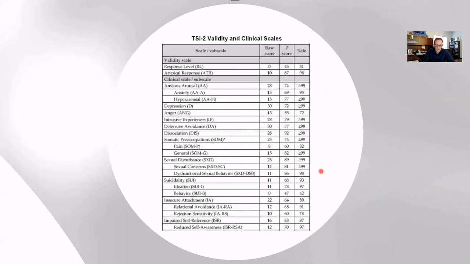This is her Trauma Symptom Inventory, which is a psychological scale we use to measure some of these difficulties. And any T-score above a 65 is significant. So you can see very high levels of anxiety, hyperarousal, depression, intrusive experiences, dissociative events, sexual disturbances, all sorts of challenges that she faces.